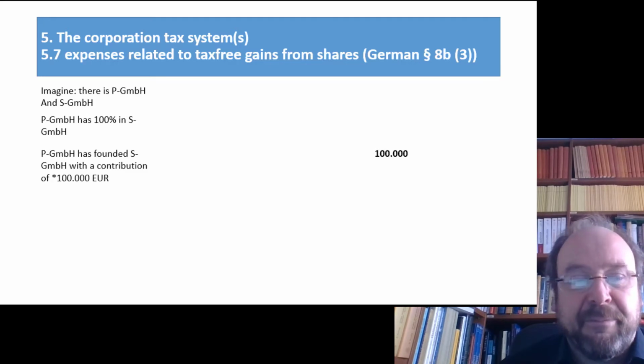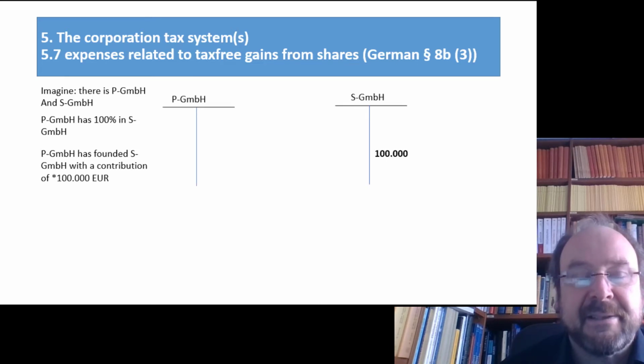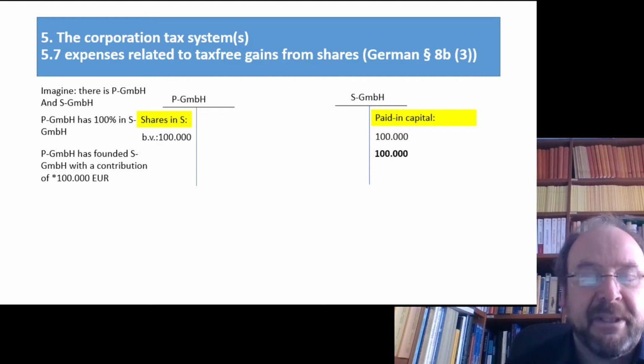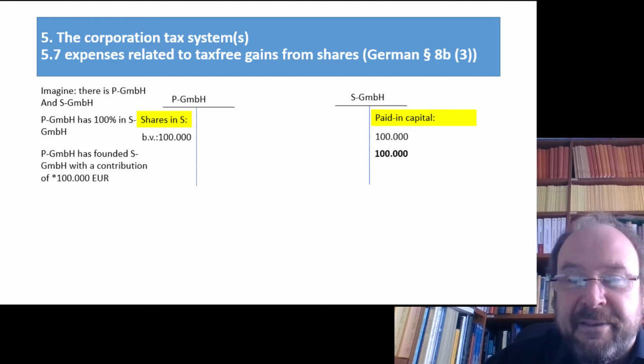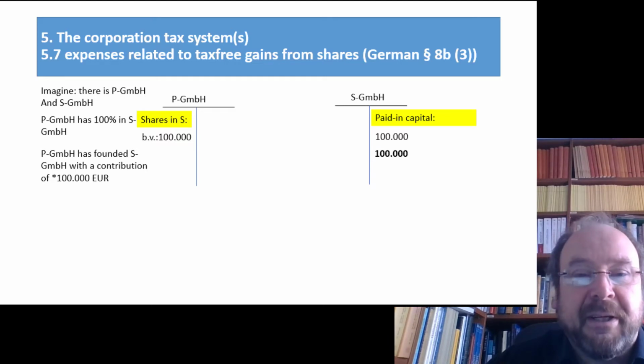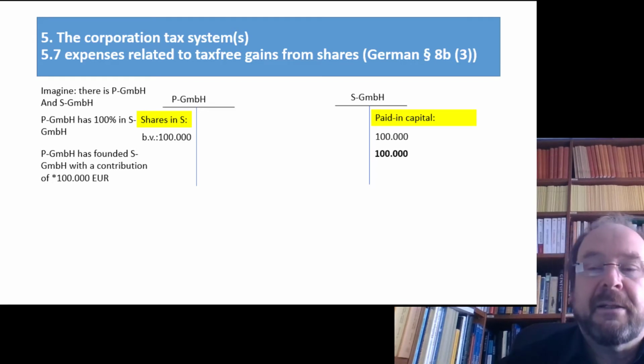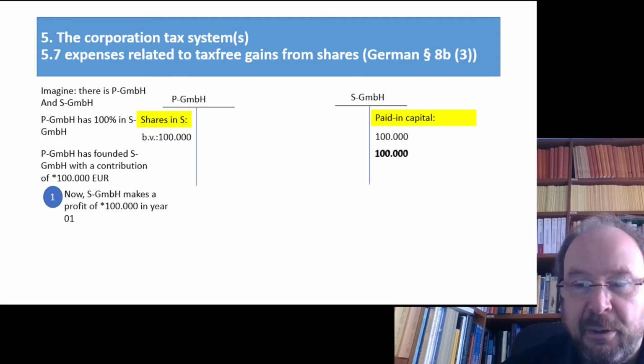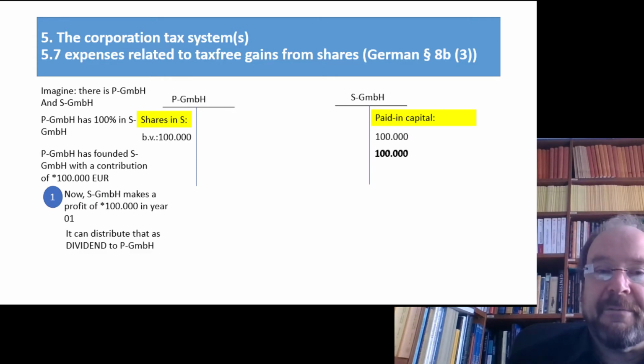Now, in the beginning, P GmbH founded S with a contribution of 100,000. So we have P, we have S, and we have paid-in capital of 100,000. Please ignore the other 100,000 here, wrongly animated. That paid-in capital is reflected in the balance sheet of P GmbH by shares with a cost of acquisition of 100,000. Good. Now, after a year, S GmbH has made a profit of 100,000, and here we come to year one. Now you can have the first alternative.